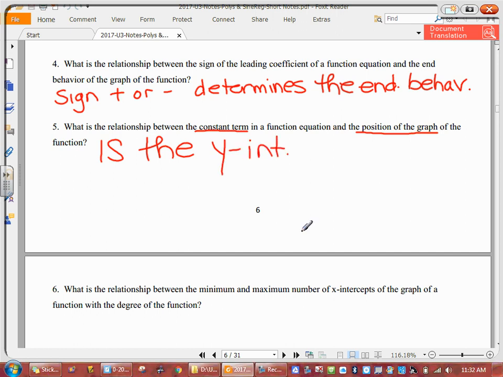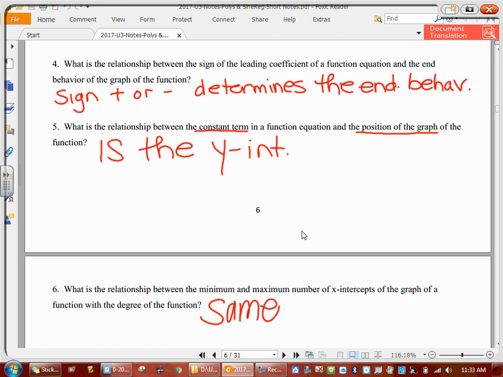All right, if you can see at the very bottom here, we got number 6. It says, what is the relationship between the min and max number of x-intercepts with the degree? So if you look on your chart, what do we say about the degree and the maximum number of intercepts? It's the same. Good. They will be the same. So degree 3, maximum number of intercepts will be 3. Degree 2, maximum intercepts will be 2. Degree 1 is 1. What would a degree 0 be? That's just y equals a digit. That's just a linear function. It's a constant, right? There's no variable.